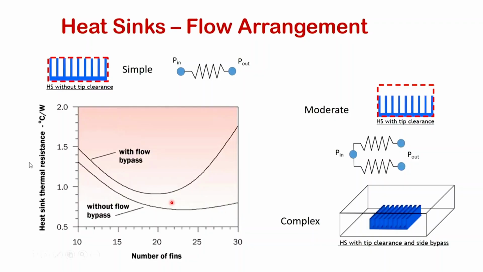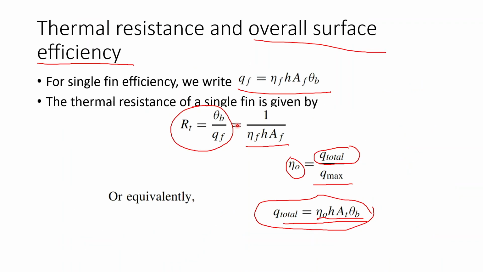Now if you have flow with bypass, then you will see that the heat sink thermal resistance goes up quite significantly, because the heat sink itself is not getting that much flow. Most of the flow is going over the heat sinks, and maybe if there is a side bypass, going by the side also. Right, so in this context, we were trying to understand what are thermal resistance and overall surface efficiency of a heat sink situation. So this we looked at last class.